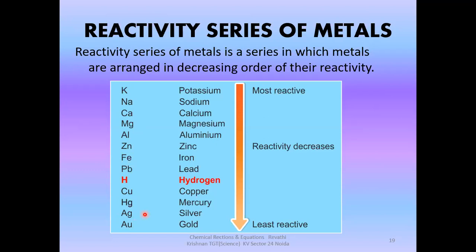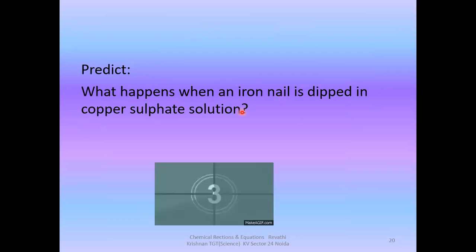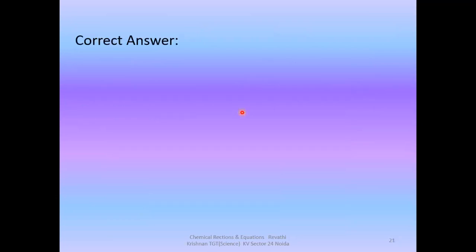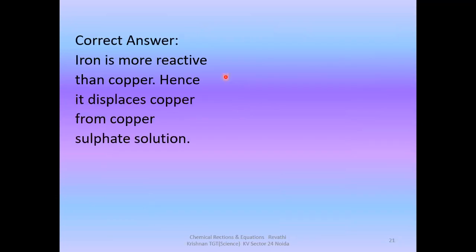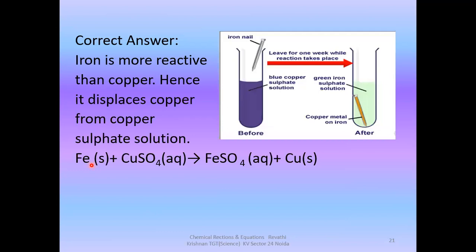Now, can you predict what happens when an iron nail is dipped in copper sulfate solution? You got it right. Iron is more reactive than copper, hence it displaces copper from copper sulfate solution. The reaction can be written as Fe plus CuSO4 gives FeSO4 plus Cu. The blue color of copper sulfate solution becomes green due to the formation of iron sulfate, and a reddish brown deposit of copper is formed on the iron nail.